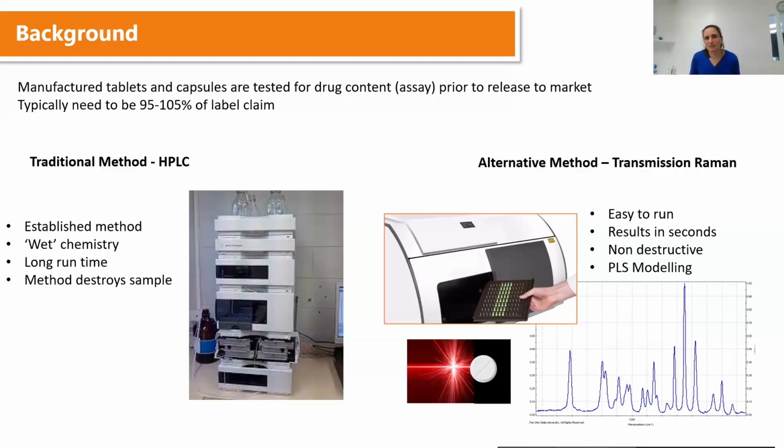And so one of the main tests that we do is something called a bulk assay, and this checks for the drug content. And what we generally find is that it needs to be, for most of our drugs, within 95 to 105% of what we're claiming it to be. Now, one of the traditional methods for doing this test is the HPLC, and this is a very well-established method that's used across multiple industries.